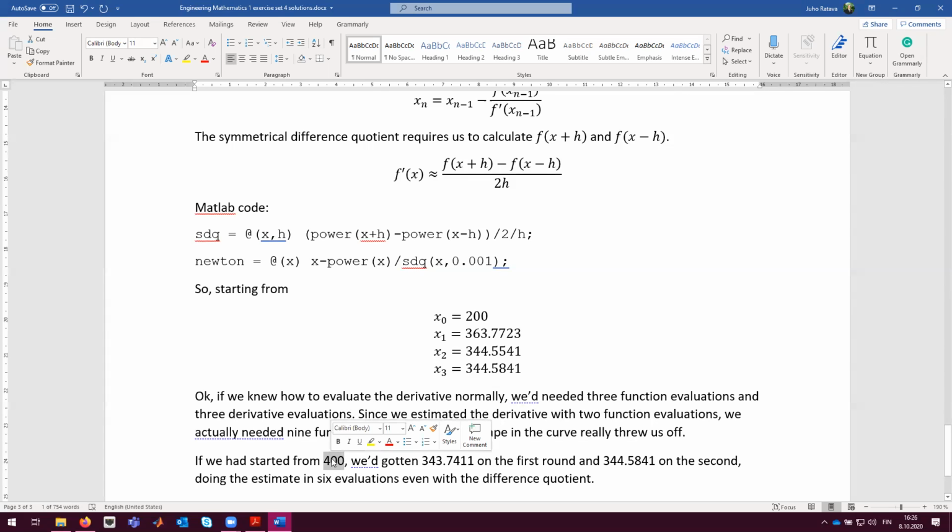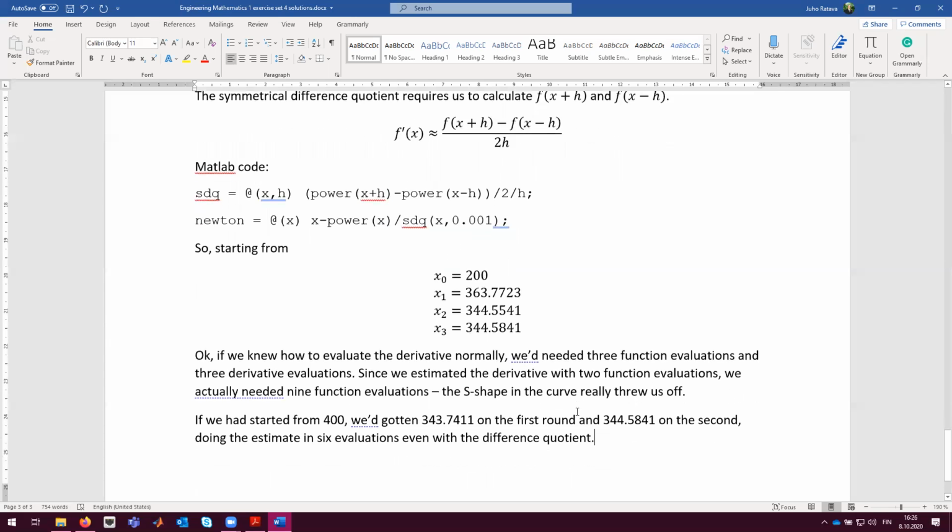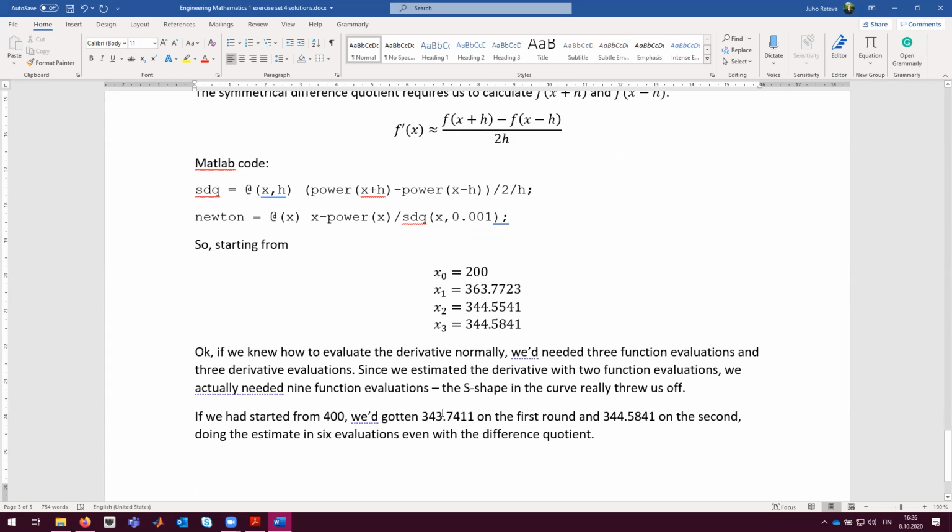Also, the starting point matters. If we had started from 400, then we would have been already closer on the first round, and then on the second round we would have been there. So if it's roughly the same values with the forward difference, we would have needed only 6 function. Wait, only 4 function evaluations. So the starting point does greatly matter when we're using Newton's method.